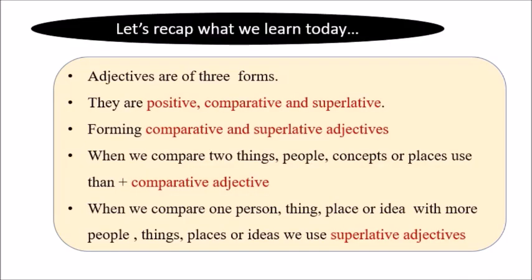Let's recap what we learned today. Adjectives are of three forms. They are positive, comparative, and superlative. Forming comparative and superlative adjectives. When we compare two things, people, concepts, or places, use than plus comparative adjectives. When we compare one person, thing, place, or an idea with more people, things, places, or ideas, we use superlative adjectives.